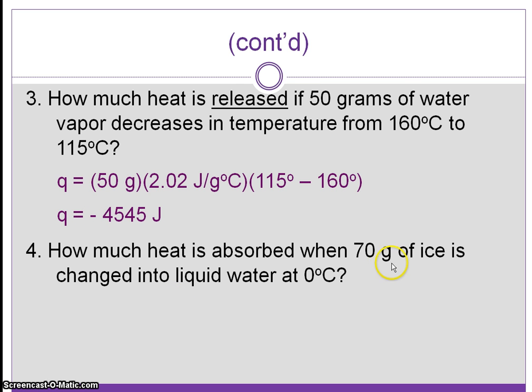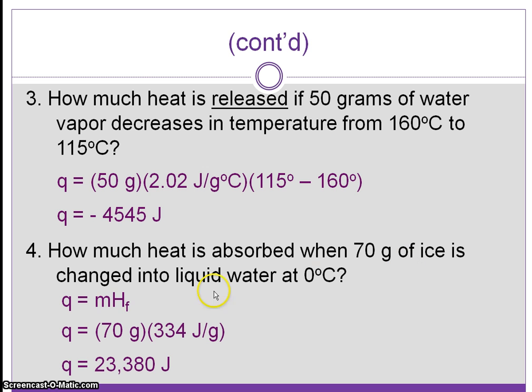For the next one, it says we're going to turn ice into liquid. So this time we're doing a phase change. Notice that they gave us a temperature, but we're not actually going to use it because during a phase change the temperature doesn't change at all. So they're just telling us the temperature when this happens, but it's not important in the question.